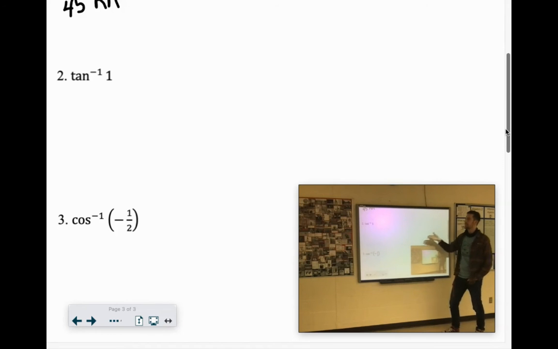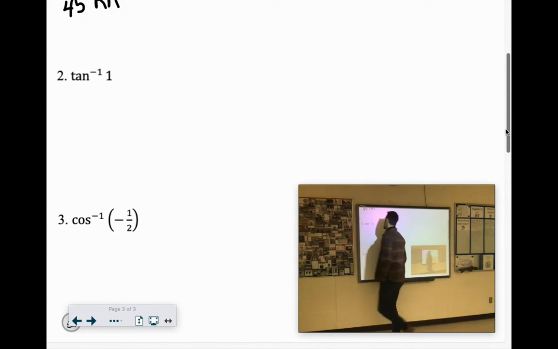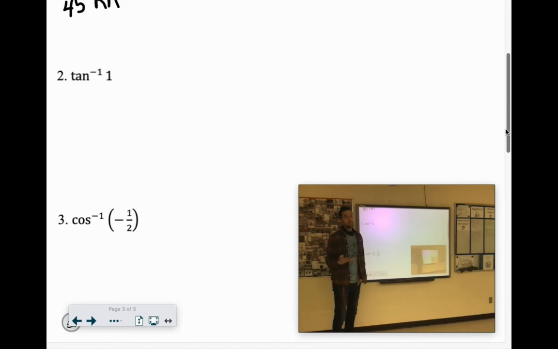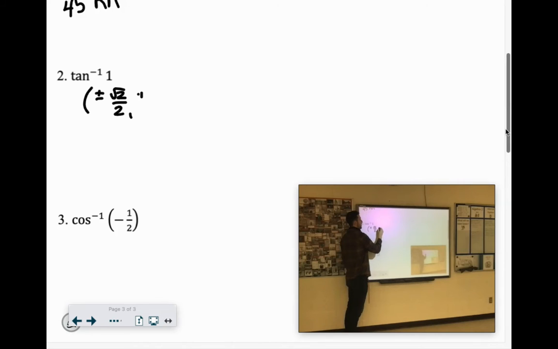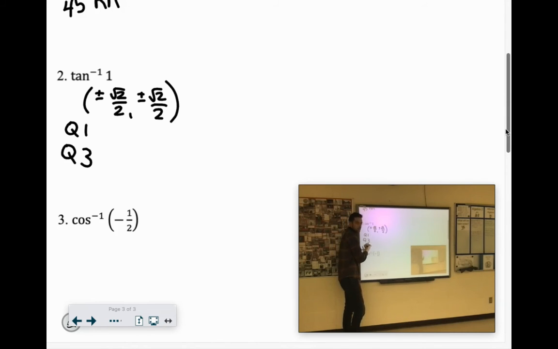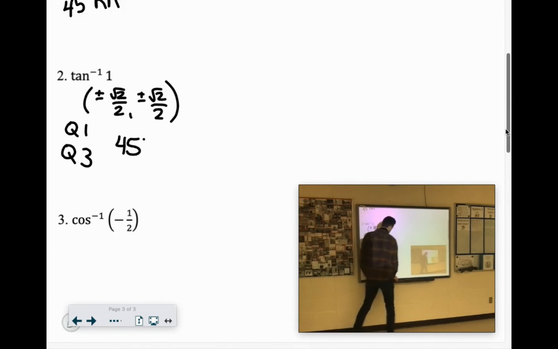Number 2, when is the tangent equal to 1? So our x's and y's have to be the exact same thing for the tangent to be 1. The only way that happens is when you have the positive or negative root 2's, and they have to both be the same. So that only happens in quadrant 1 and quadrant 3. Quadrant 3 would be when they're both negative. Quadrant 1 would be when they're both positive. That's a 45-degree reference angle in those quadrants.